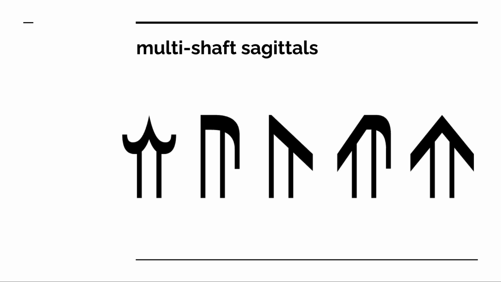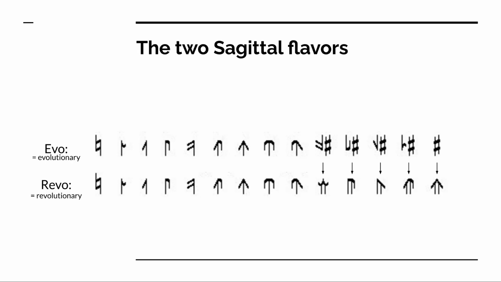To be more specific, you might never need multi-shaft symbols because you only need them if you want to use sagittal without conventional sharps and flats. And thus, the multi-shaft symbols are synonymous with what we call the revo flavor of sagittal. The flavor we've been using up until now was called evo flavor. The revo flavor adds another layer of complexity to learn up front, but then, after investing the time to learn it, what you read and write on the page can be simpler and cleaner than it could be with evo.